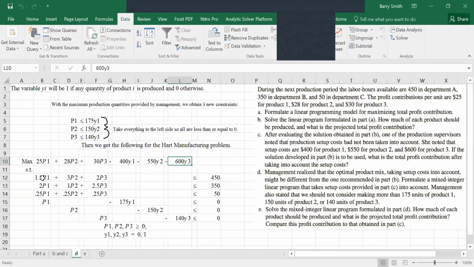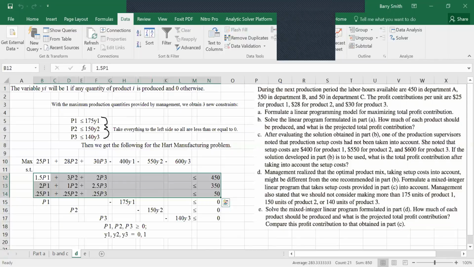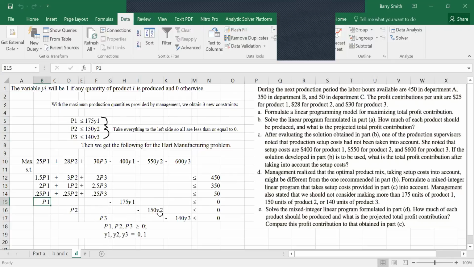Now, these pretty much are the same as what we had over here, so not much difference there. Okay, the new difference is we're adding these. So P1, remember we're taking everything to here, so it's going to be minus 175 y1 is less than or equal to 0. Then P2 is minus 150 y2 less than or equal to 0. And P3 minus the 140 y3 less than or equal to 0. And our p's again are all greater than or equal to 0. And the y1, 2, and 3 are either 0 or 1. Okay, so now we've done that.